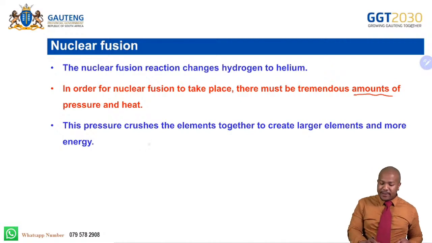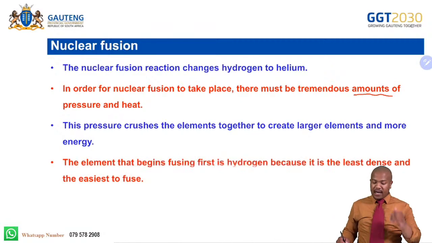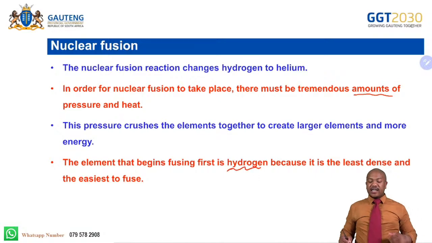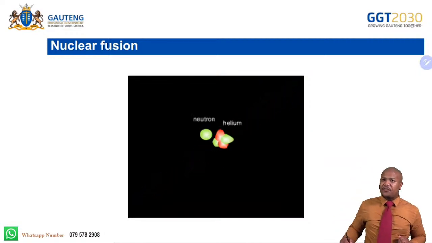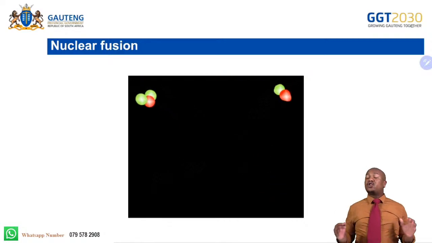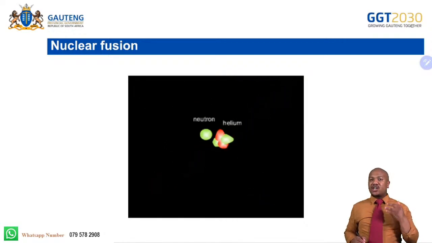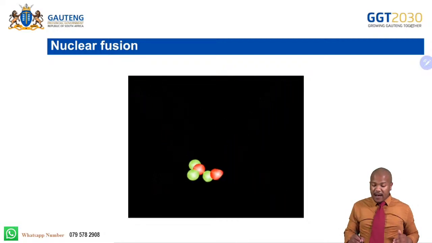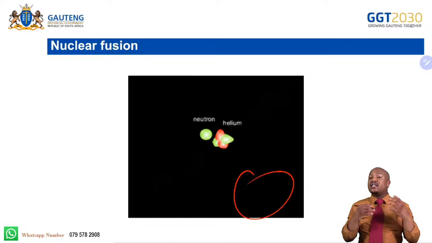Now, this pressure crushes the elements together to create larger elements and more energy. The element that begins fusing first is hydrogen because it is the least dense and the easiest to fuse. Here's an illustration of this nuclear fusion. You have two atoms coming together. These hydrogen atoms fuse together and they bring about what? This helium atom during nuclear fusion, leaving some of the neutrons out and releasing what?